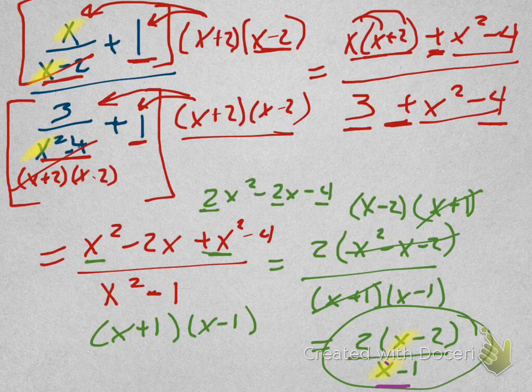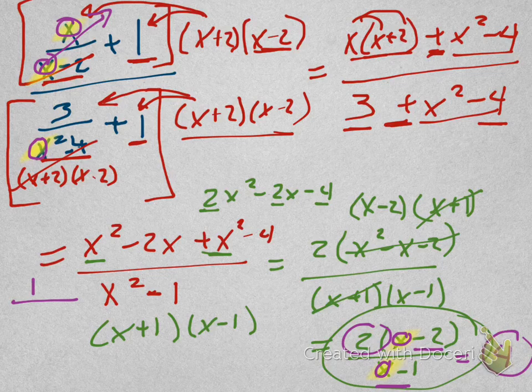If you plug in 0 here and here, what are you going to get? 2 times negative 2 is negative 4. All over negative 1 is what? Positive 4. Plug it into here and see what you get. 0, 0, 0. You're going to get 0 and then plus 1, which is 1, all over negative 3/4 plus 1. What's negative 3/4 plus 1? It's positive 1/4. And what's 1 over 1/4? 4. That's how you can check.